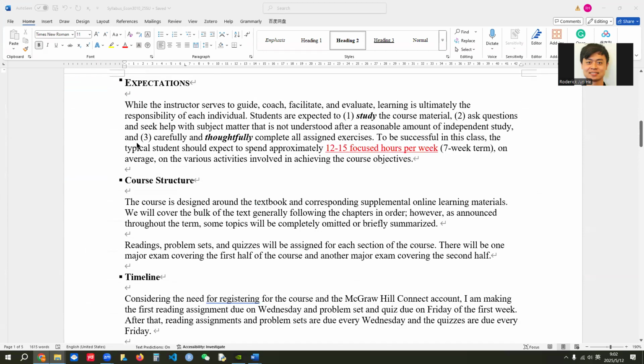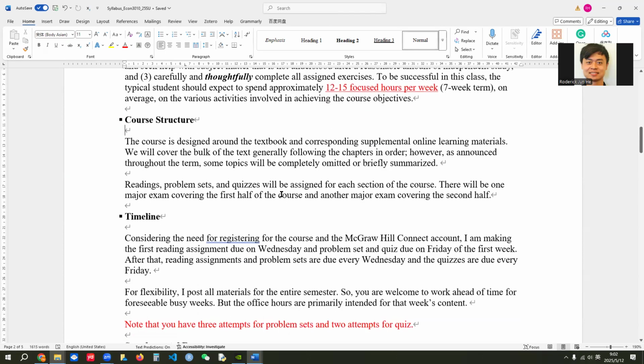Because it is a 7-week condensed semester, and the business school as well as the university has regulated that we should not lessen the content and lower the requirement or standard for a shortened semester, therefore you are expected to put in double the effort of a regular 14-week semester. So each week you're expected to spend 12 to 15 focused hours.